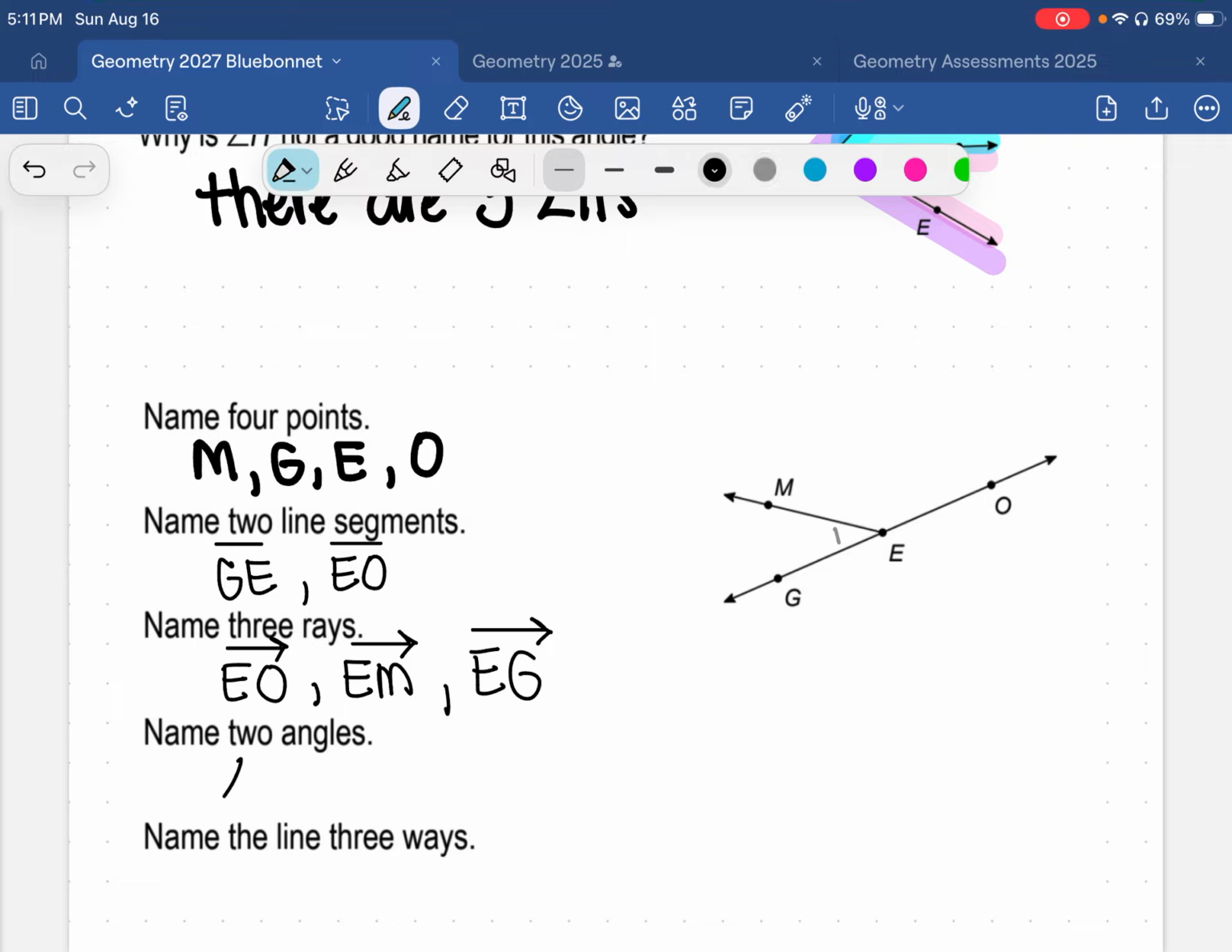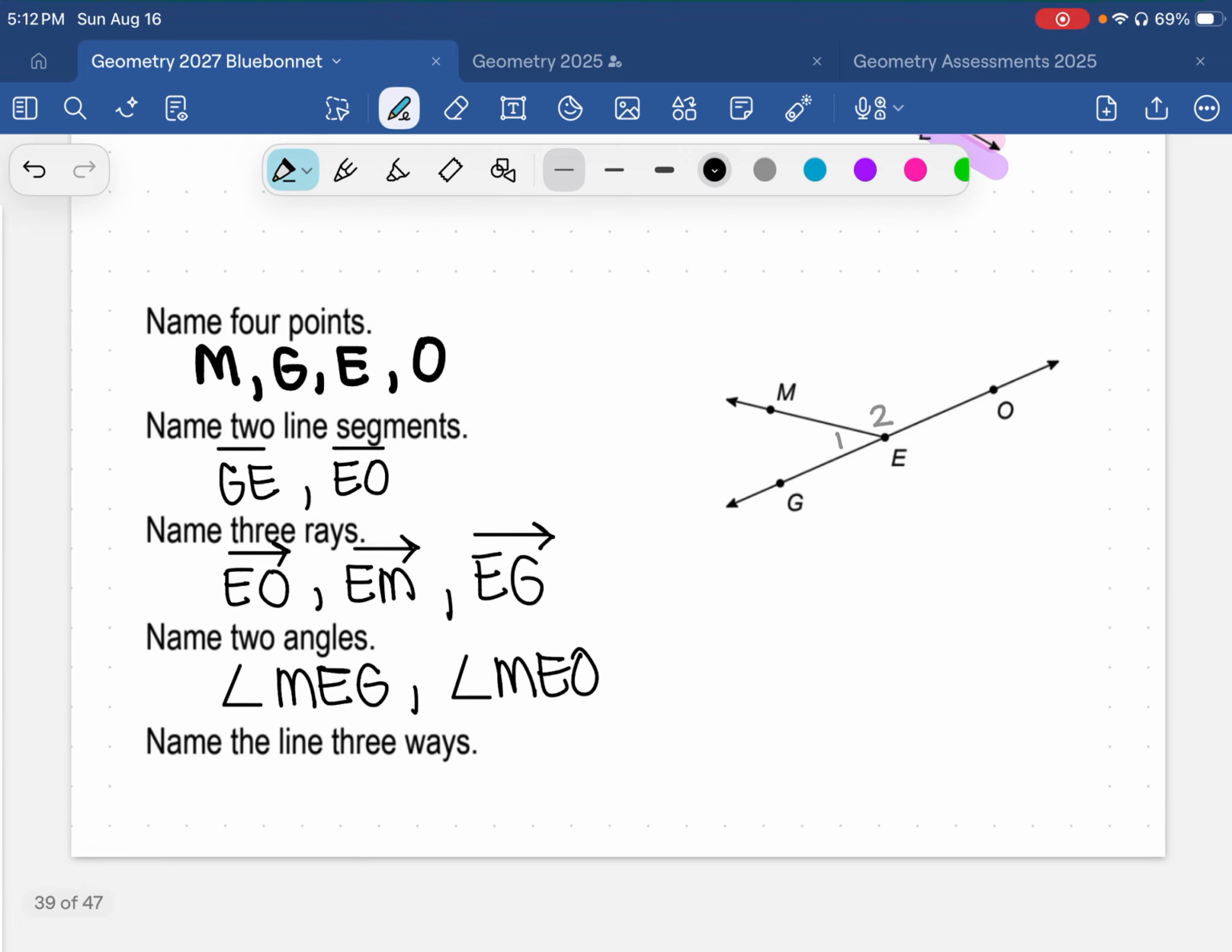I'm going to go ahead and call it, I can't call it angle E, so I'm going to go ahead and call it MEG. Meg, how cute. And then on the other side, I'm going to say angle 2. I'm going to go ahead and call that one angle MEO.